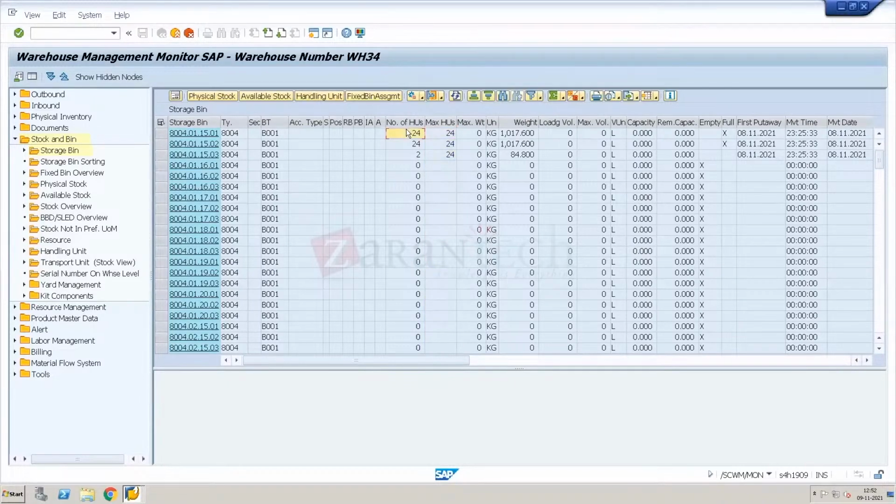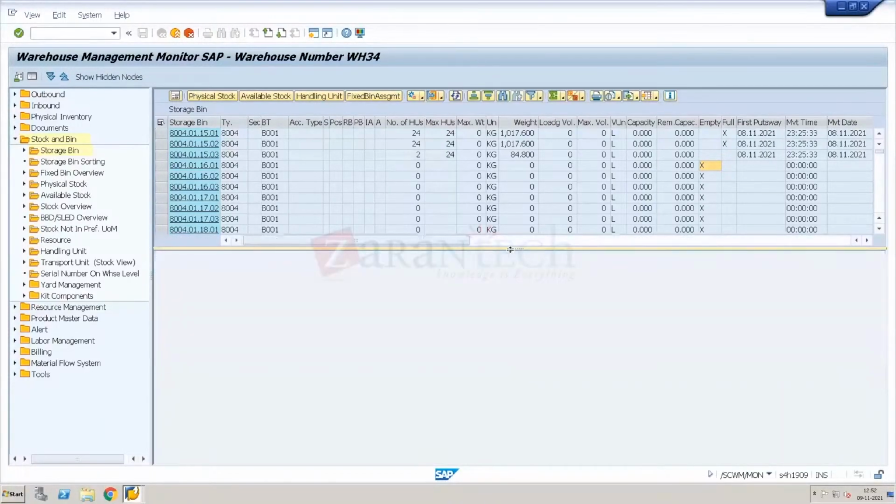Then the number of HUs is 24, 24, and here the number of HUs is 2. The remaining one came here. And here, if the bins are blocked after stock removal, after the first stock removal, you will see this put away block will be set. And here you can see the bin is full, it is partial, it is empty. This also gives the business good insight while they're observing the bulk storage. So yeah, we can go to them and just look at your handling units as well.